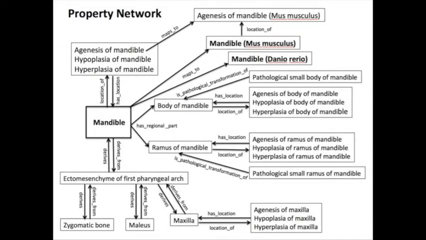And so we can also show that the mandible derives from the ectomesenchyme of the first pharyngeal arch in the lower left here, and that ectomesenchyme also derives the zygomatic bone, the malleus and the maxilla, and the maxilla is the location of agenesis of the maxilla. So this is actually a very large number of terms and relations, which allows us to trace through these relations to do intelligent queries and searches, relating data that's annotated with terms that may not be obviously related to each other.